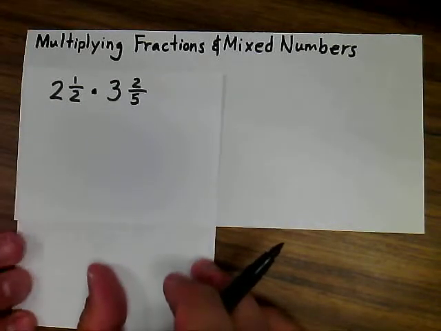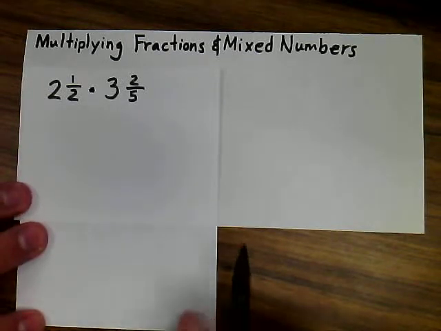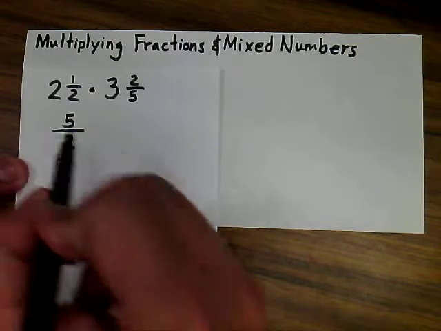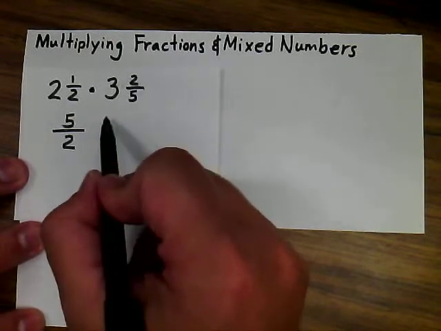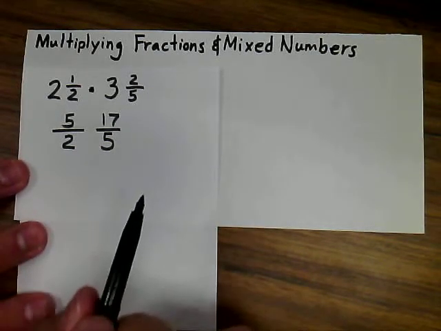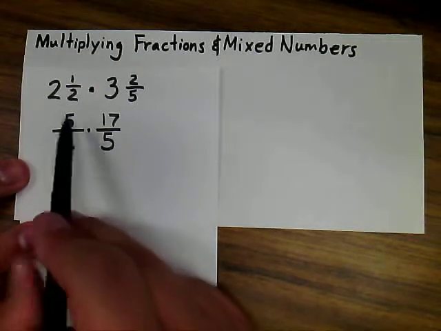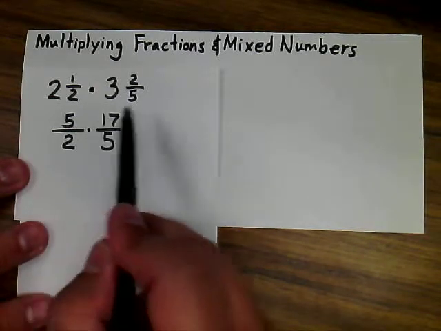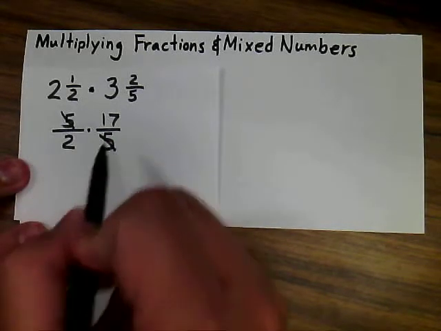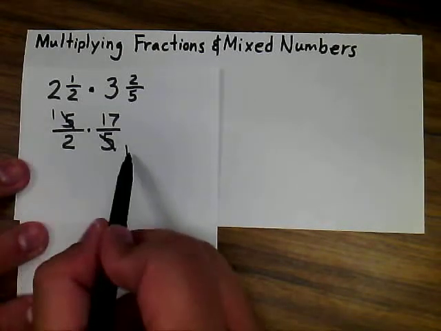In this final example, we have a mixed number times a mixed number. In this case, both numbers must be changed to improper fractions. 2 times 2 is 4, plus 1 is 5 over 2. 5 times 3 is 15, plus 2 is 17 over 5. Now, it's really important to note how handy it is to be able to do that simplifying before we multiply. It would be really silly to multiply 5 times 17 to get a large answer that you would just need to simplify by 5. So let's cross-cancel, change those both to 1s because we're dividing that by 5 to get 1, dividing that by 5 to get 1.